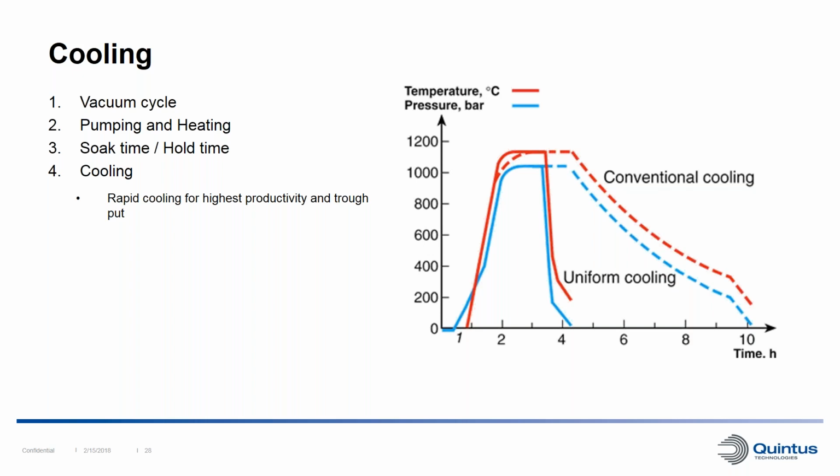Modern HIP systems are normally equipped with furnaces that have forced convection cooling, which enables much higher cooling rates, so we can save a lot of time during the cooling. As we can see here on the graph, this compares an old HIP with a modern HIP with rapid cooling. We can save a lot of hours for a HIP cycle just by the cooling rate.